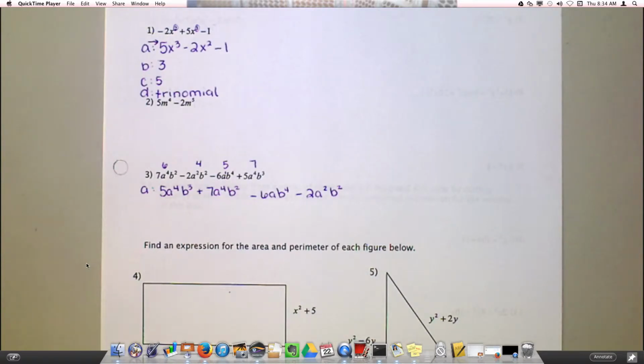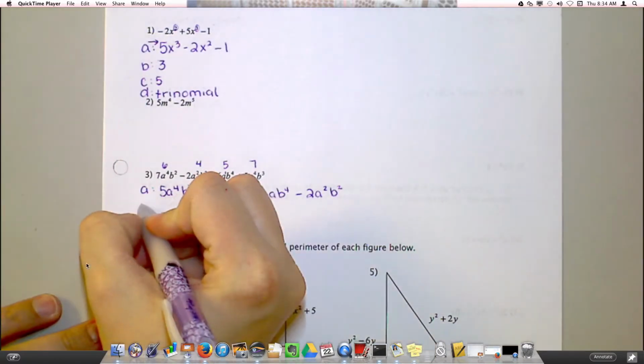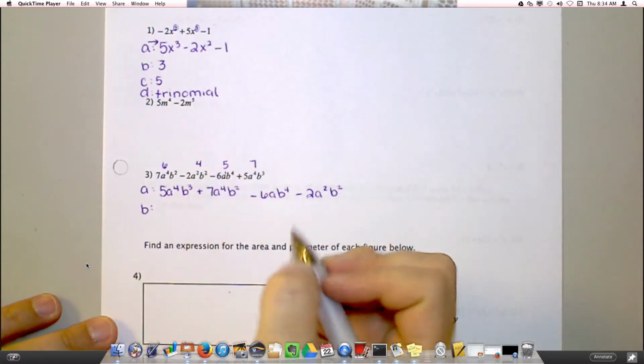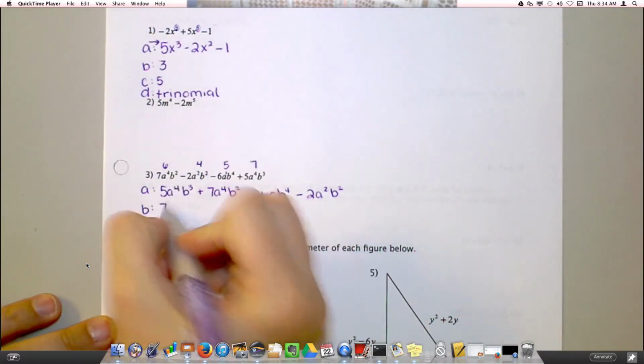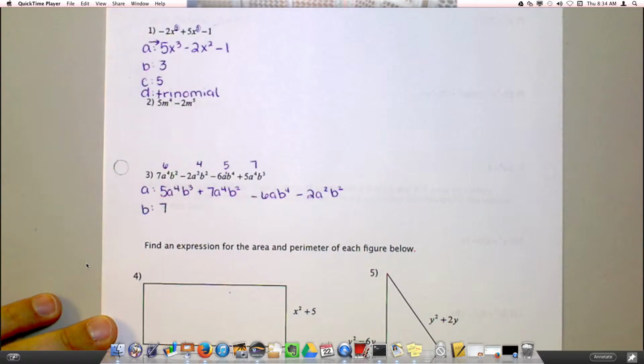Rachel? So for B, when they want you to use the degree, would you do 4 and 3 separate or just add them together? Nope, you would just say your degree is 7, because 4 and 3 together makes 7. Nice catch. Kyle? So is that what you want us to do on the test, like add them together?